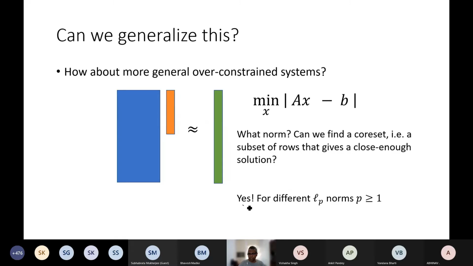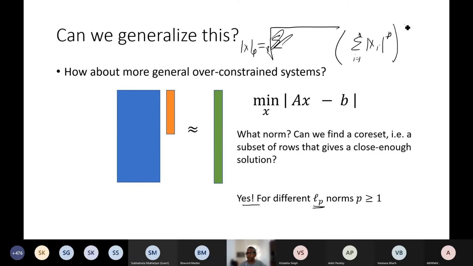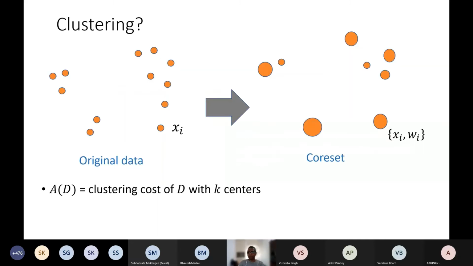Okay, so yes, for different Lp norms, I just write down what Lp norms are. Just for notation, it is the summation of the absolute value of x_i to the p, i equal to 1 to n, to the power 1 by p. So this is what I mean by the Lp norm. P equal to 2 is the standard Euclidean norm, and p equal to 1 is the L1 norm.